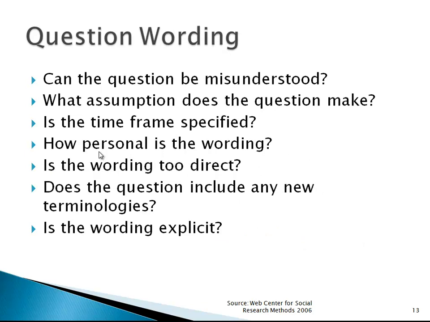When we say word it properly, that means read the question twice to make sure that it will not be misunderstood. What kind of assumption do you have in mind when you made that question? What kind of assumption does the question make about the population? Are we assuming that they are literate in this area or not? Are we assuming that they know about the topic, or do we have other assumptions?